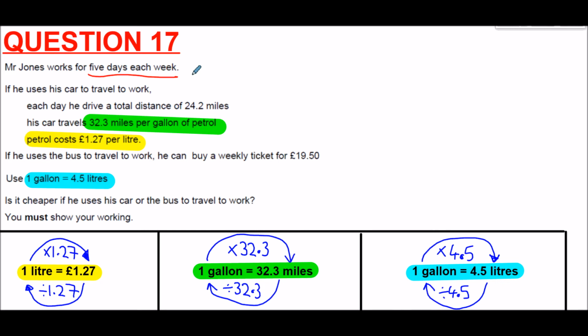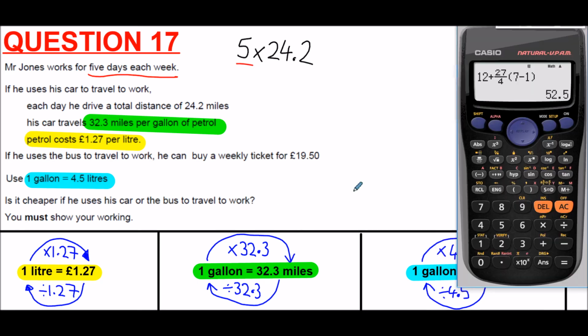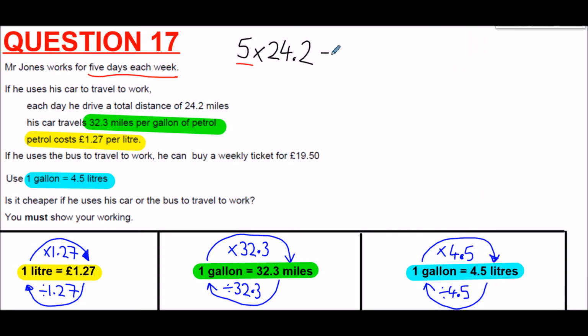So, if he's travelling 5 days a week, the total distance he travels in a week would be 5 times 24.2. So, let's just do that on our calculator. 5 times 24.2. It'd be 121 miles each week. So that's our first mark on the board.